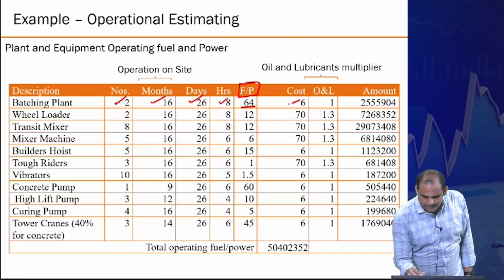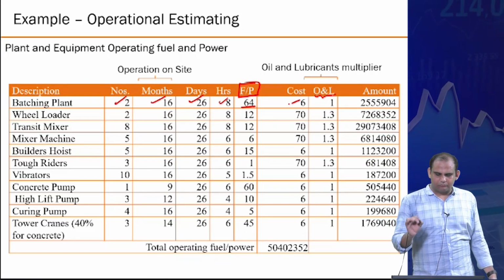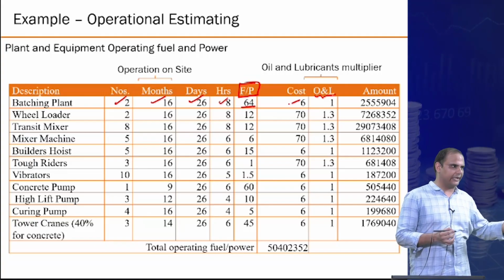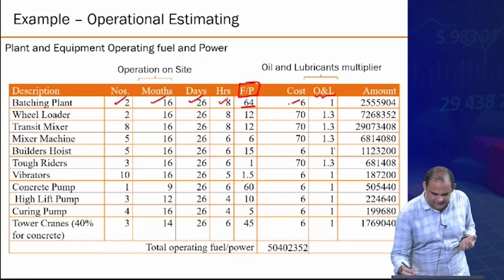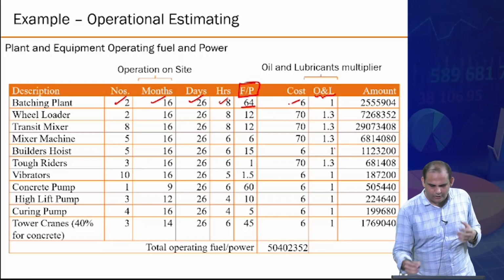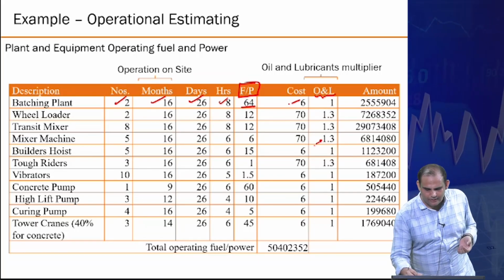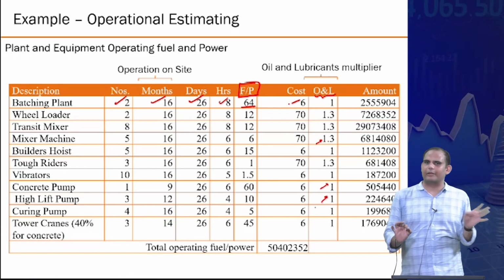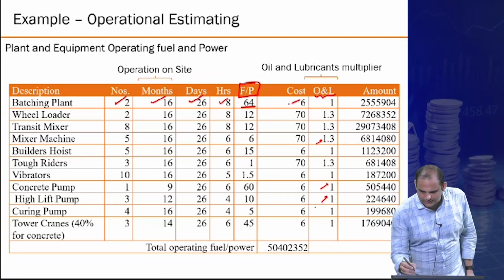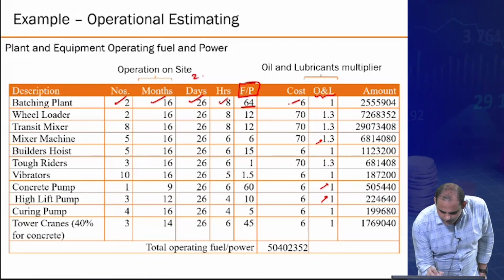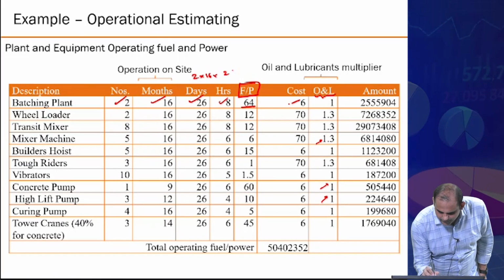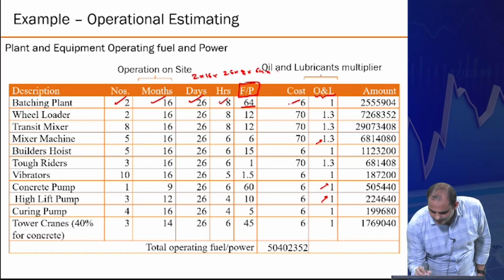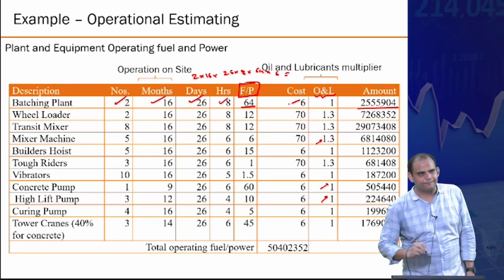And then you may multiply some sort of an extra margin for oil and lubricants that might be required to keep the machines running in good condition. For some of the machines which are more heavily equipped or have more moving parts, you will have a larger factor to multiply. Otherwise, you may not worry about this at all. And then you start multiplying all this: 2 into 16 into 26 into 8 into 64 into 6 should be this number.